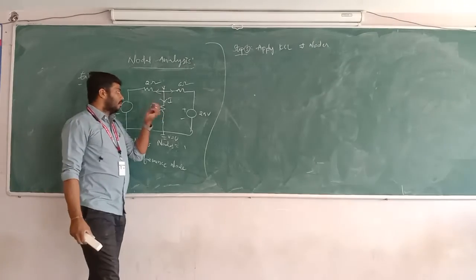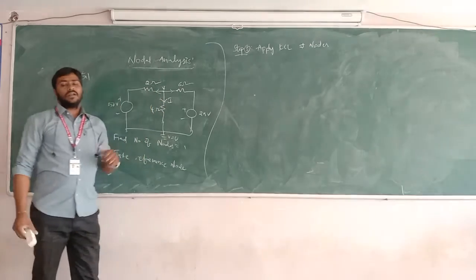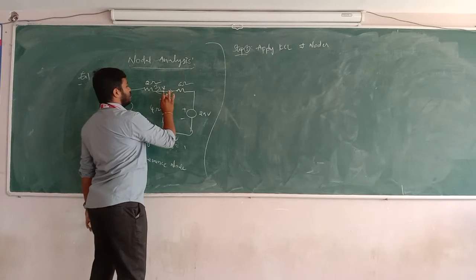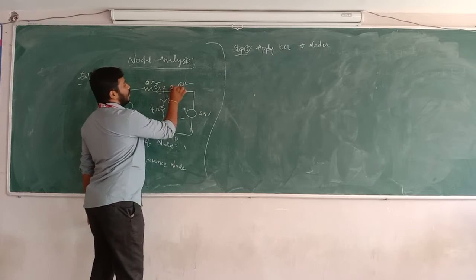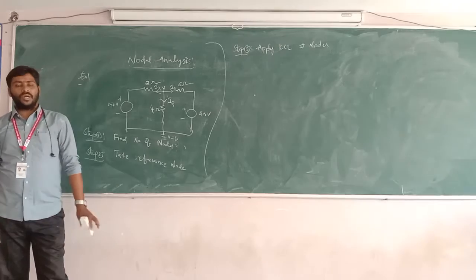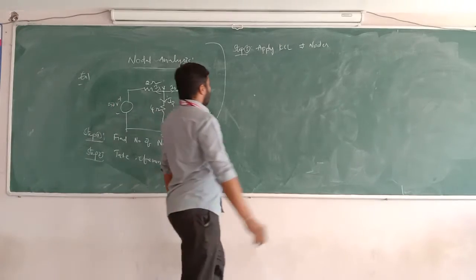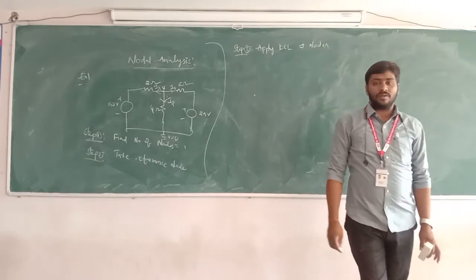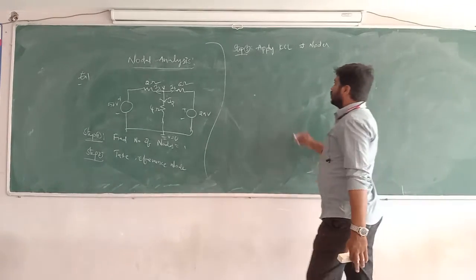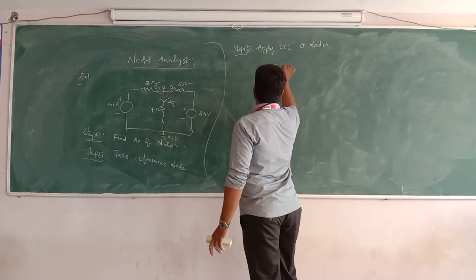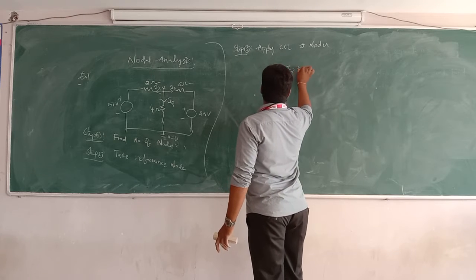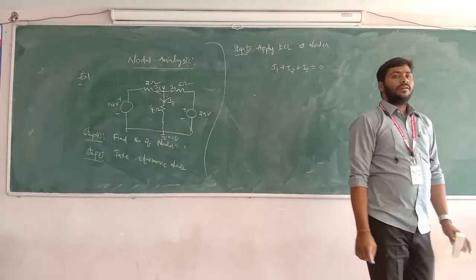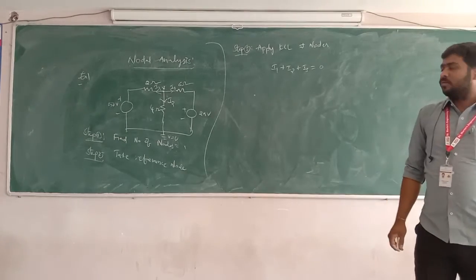So I am taking like that. All the currents are leaving from the node. So say this is I1 and this is I2 and this is I3. Now according to the KCL, the algebraic sum of current at a node is equal to 0. Now we can apply that. So according to that, the sum of currents I1 plus I2 plus I3 is equal to 0.